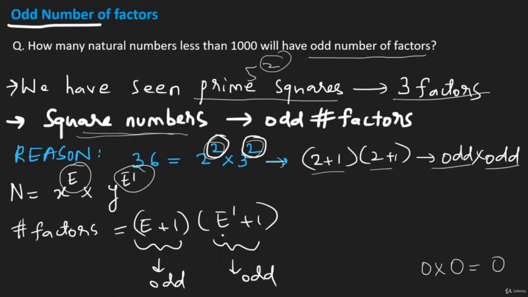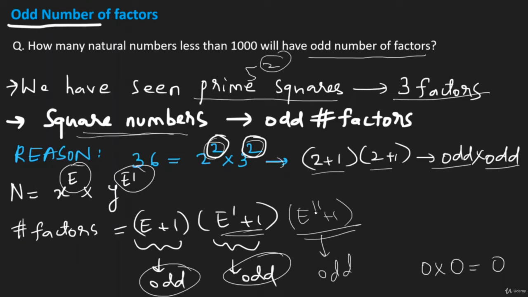Now when you find the number of factors, it will be some even number plus 1, into some even number plus 1, and this could have one more also. You could have e'' plus 1, that's also again odd. So all these are odd. Even plus 1 will give you an odd number, and when you multiply odd numbers, you will get an odd number. Therefore we have seen that when you want to get an odd number of factors, you need to take square numbers.